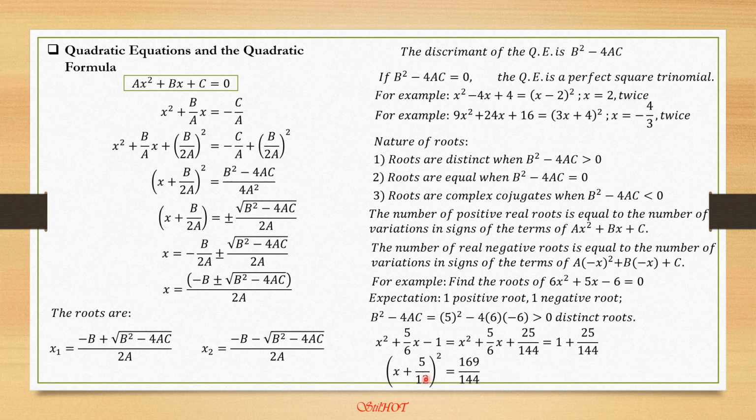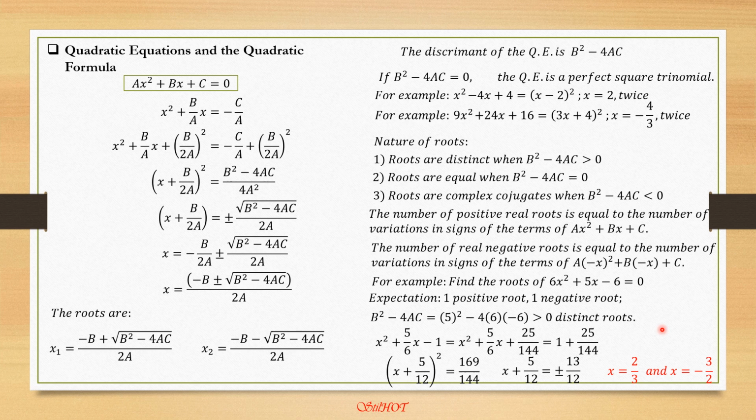By extracting the square root, we have x plus 5 over 12 equals plus minus 13 over 12. The square root of 169 over 144 is plus minus 13 over 12. If we use plus, 13 over 12 minus 5 over 12 is 8 over 12, or 2/3. So one root is 2/3. If you use minus, negative 13 over 12 minus 5 over 12 is negative 18 over 12, or negative 3/2, or negative 1.5. So the roots are 2/3 and negative 1.5, or negative 3/2.